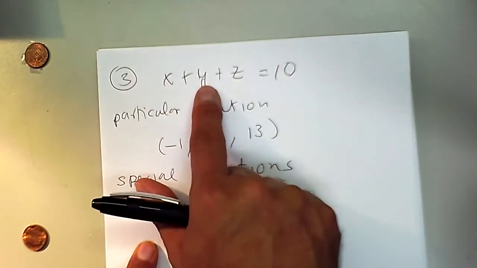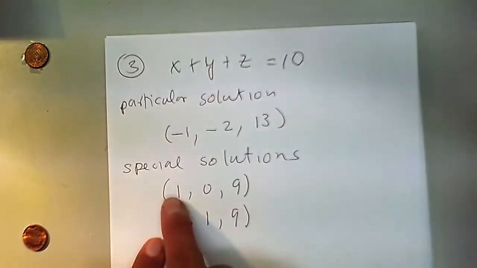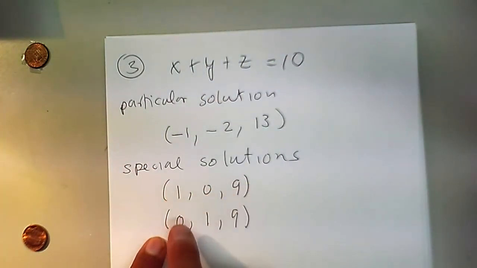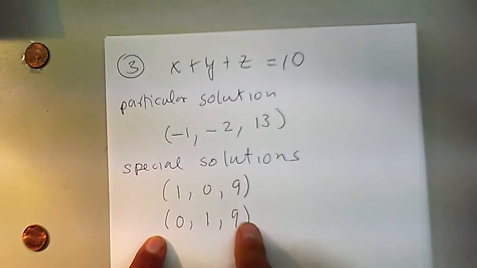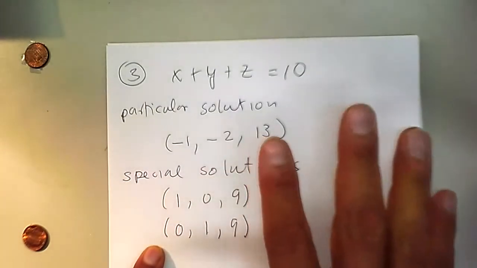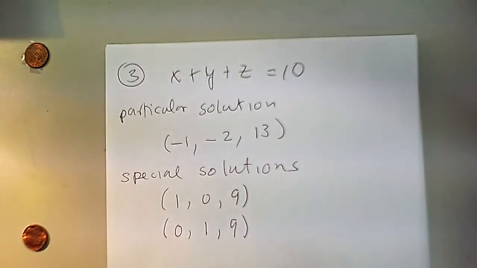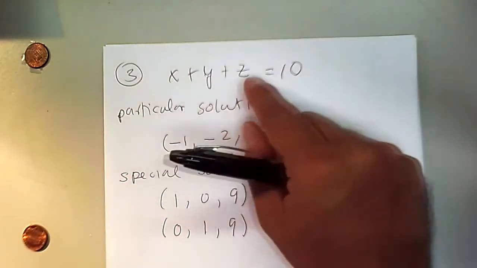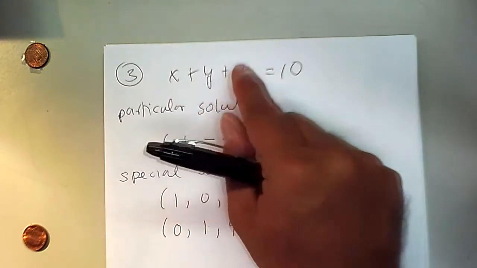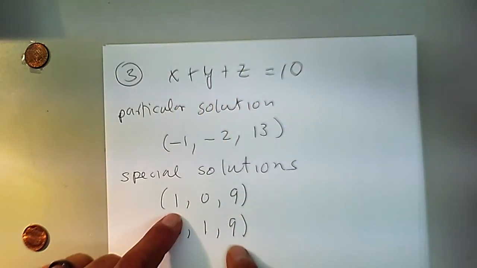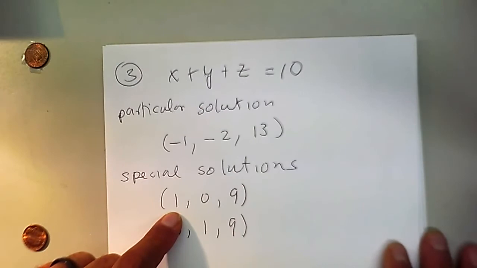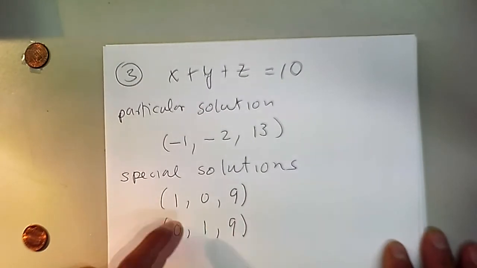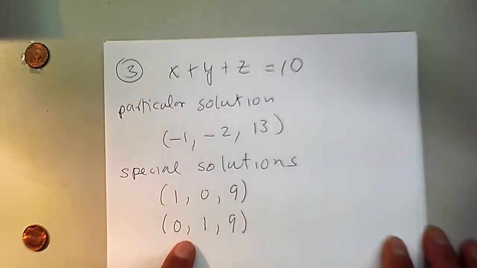Had the free variables been y and z, we would have 9, 1, 0 and 9, 0, 1 instead. So free variable is relative. You have to pick who the free variables are. And then once you establish the free variables, assign 1 to one of the free variables and zeros to the other variables. And that will be a special solution.